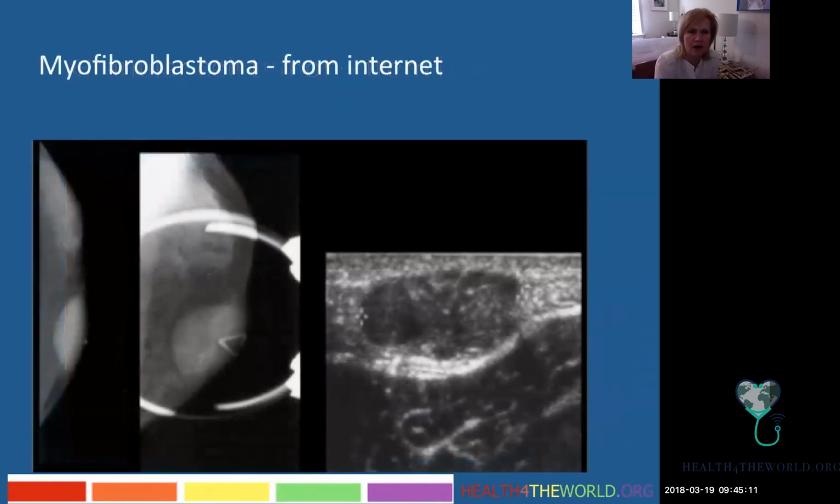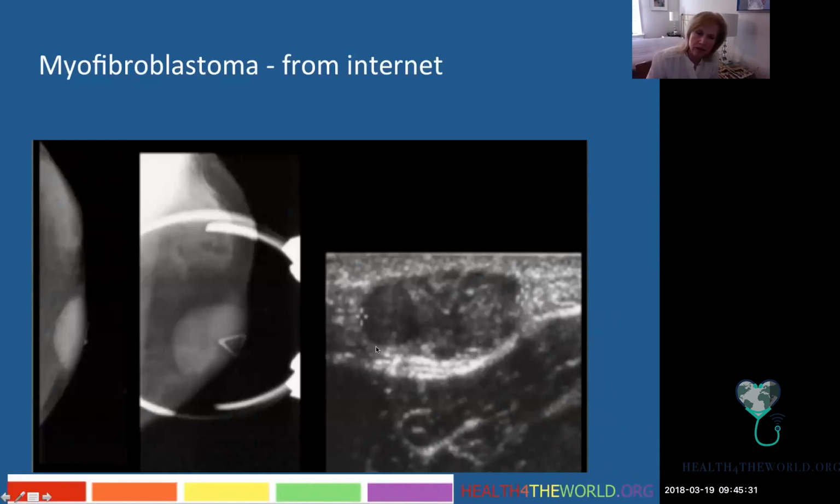Similarly, myofibroblastoma is a rare but benign tumor. Again, this is from the internet because I've not actually seen a case in all of my years. But here we have a nice, smoothly marginated mass under the nipple. Sonographically, you see that it's solid, oval, circumscribed, fairly benign features.